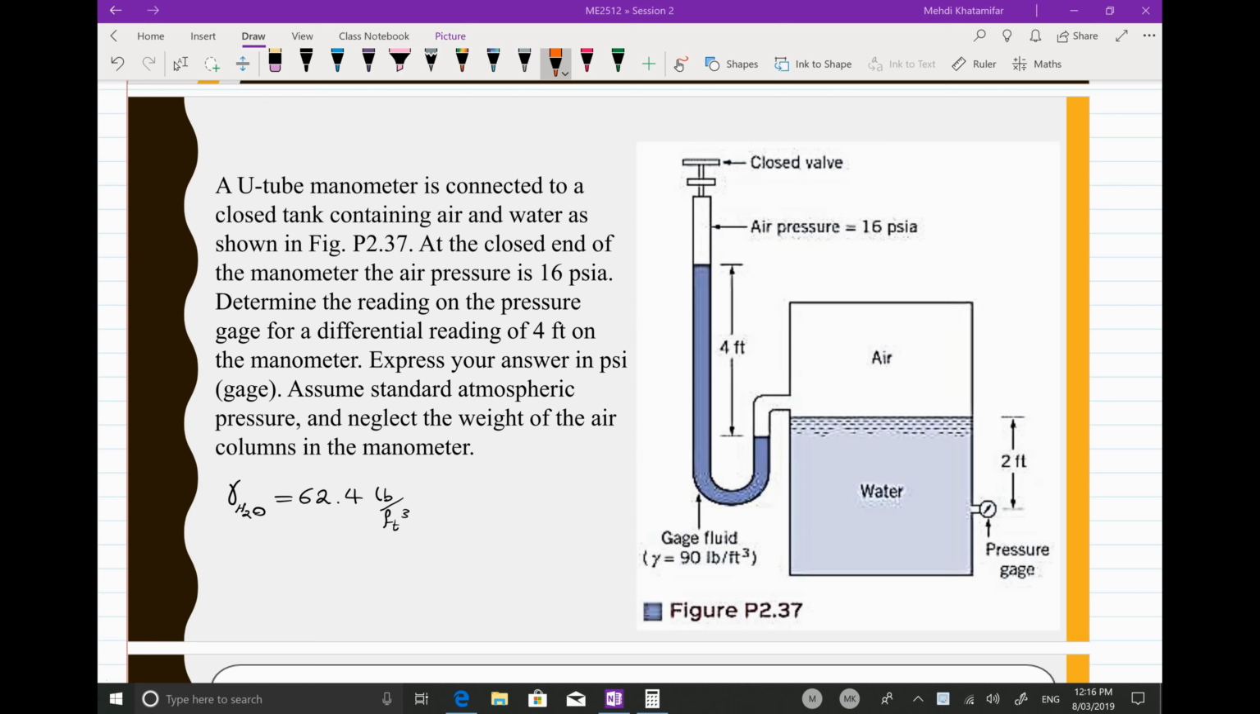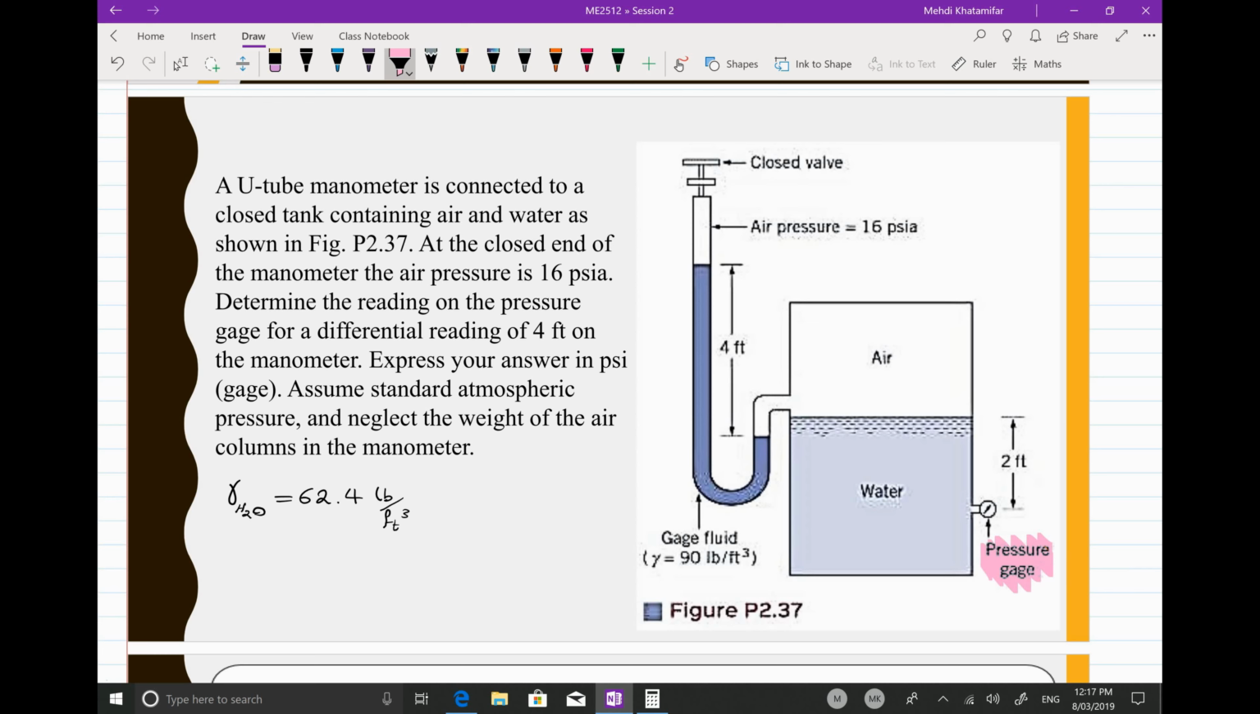This question says we have a tank which up to half of it there's water and above it there's air. The tank is tight and closed. It doesn't have any access to air, to the atmospheric pressure. And the question says find this pressure gauge.